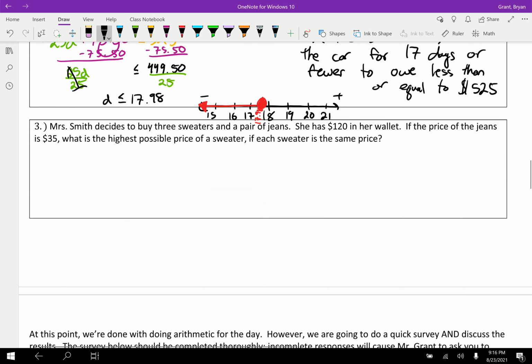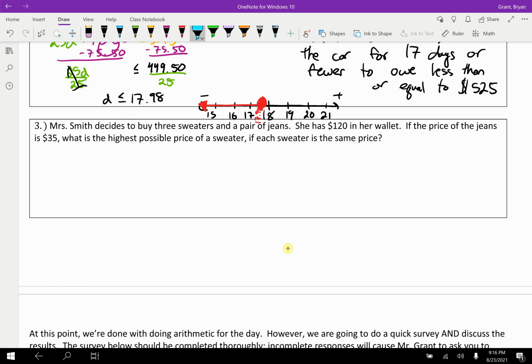All right, last one. Mrs. Smith decides to buy 3 sweaters and a pair of jeans. She has $120 in her wallet. The price of jeans is $35. We'll keep that in the green. What is the highest possible price of a sweater if each sweater is the same price?